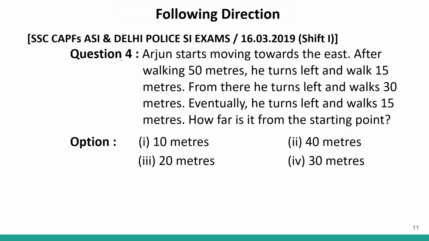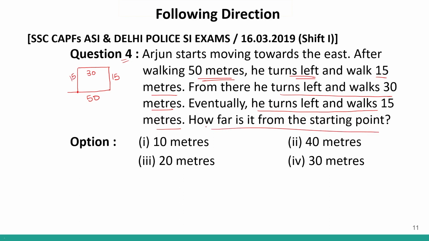Now, question number 4. Arjun starts moving towards the east. So Arjun is moving towards the east, so this direction, and he walks for 50 meters. Then he turns left. So left will be in this direction and walks for 15 meters. From there, he turns left again and walks 30 meters. So left will be this direction and he walks for 30 meters. Eventually, he turns left and walks 15 meters. So left from this direction will be over here. So he'll reach back in this line.